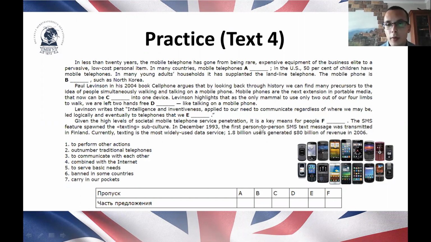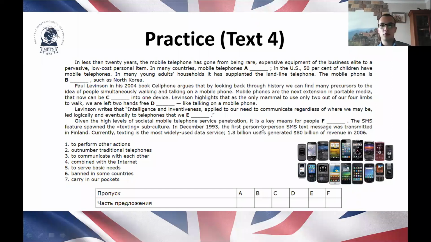"Apply to our need to communicate regardless of where we may be, like logically and eventually to telephones that we..." We is the noun that needs also the verb concordance with plural number. And you are correct, because firstly we need the place, where, in our pockets, and also "carry" fits here, because we carry. It's nice. Okay, well done everyone, good here in terms of gap E.